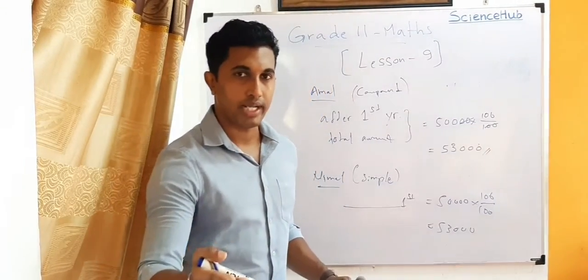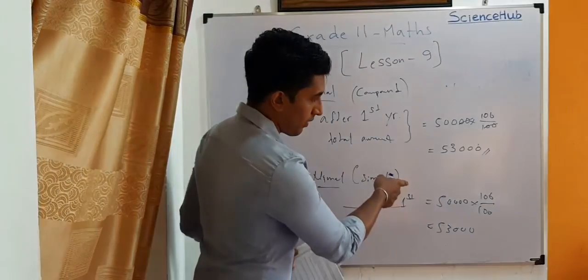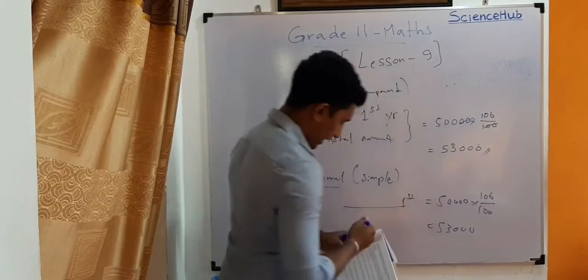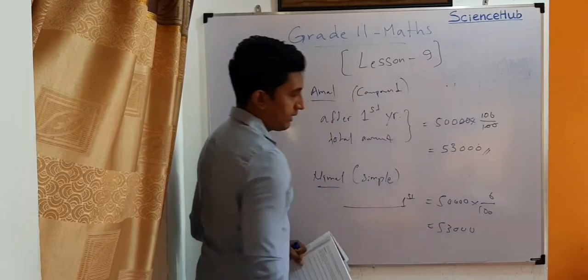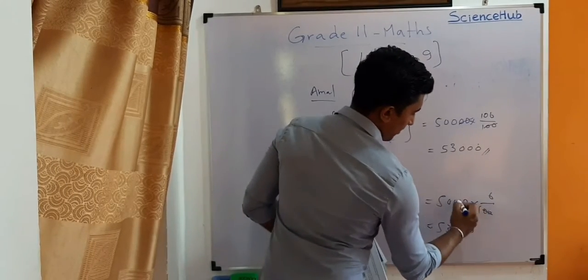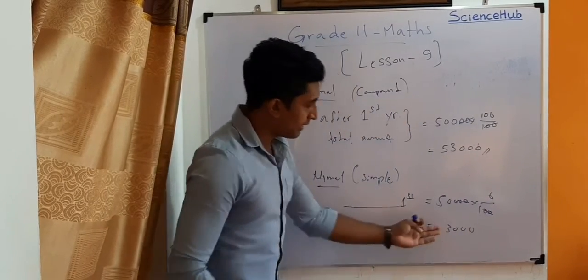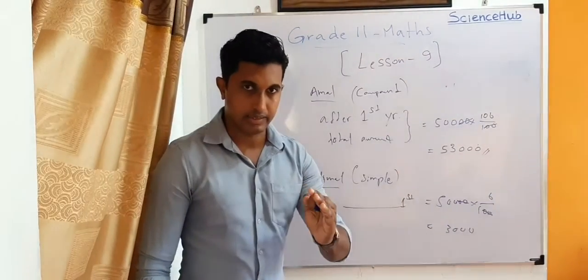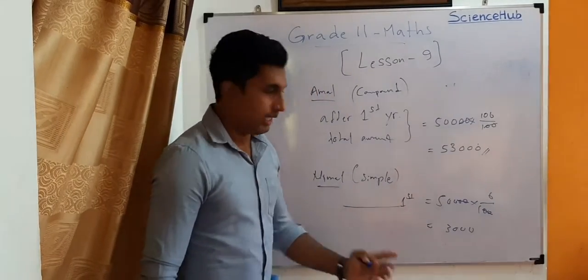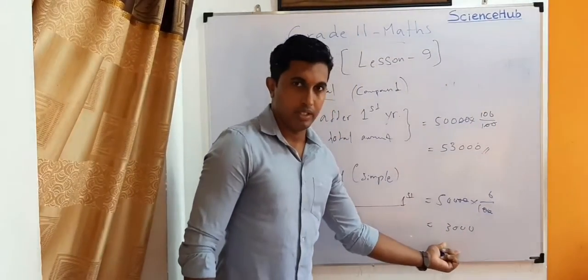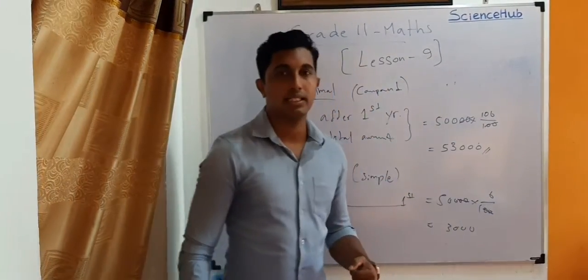same. Now what happened after the second year? Okay, now before that, let's get only the interest from here by using this one. Okay, 500 into 6 is 3000. This 3000 is the interest, only interest after the first year, because the capital is 50,000 and this 3000 is interest.